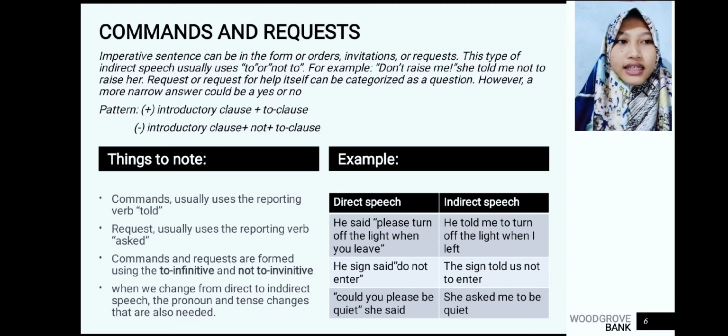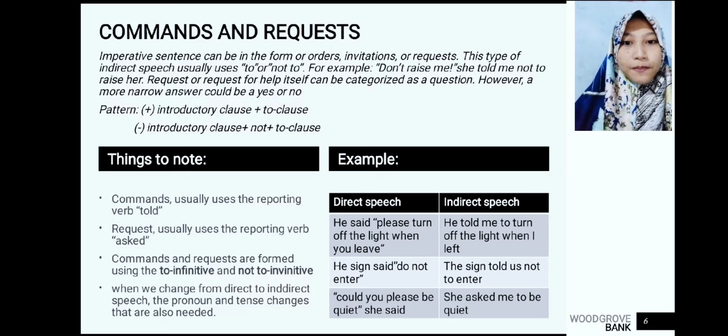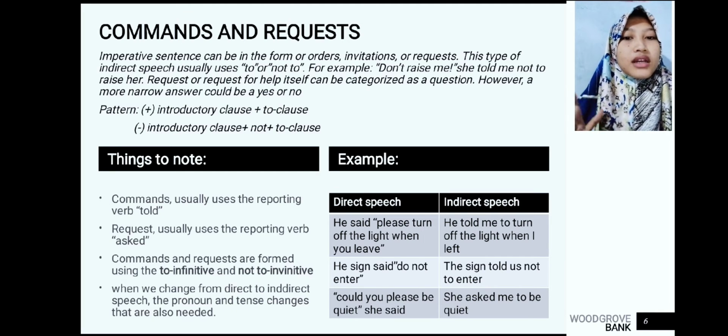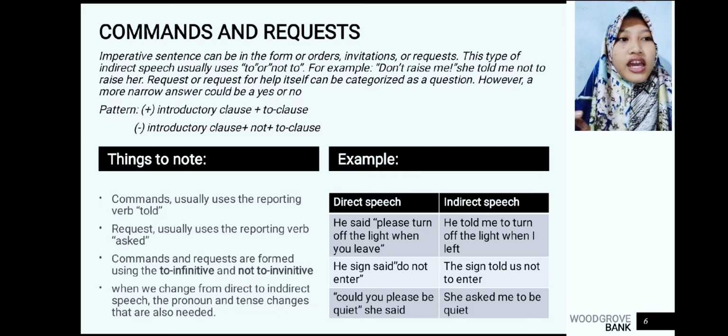For example is, he said, please turn off the light when you leave. This is direct speech. To, he told me to turn off the light when I left. This is indirect speech. And another example is, his sign said, do not enter. In direct speech. And to, the sign told us not to enter. In indirect speech.